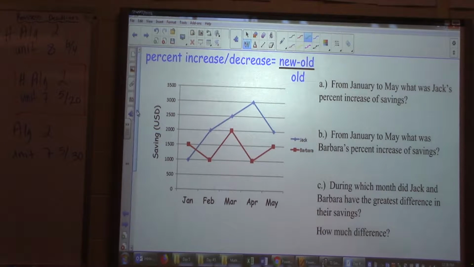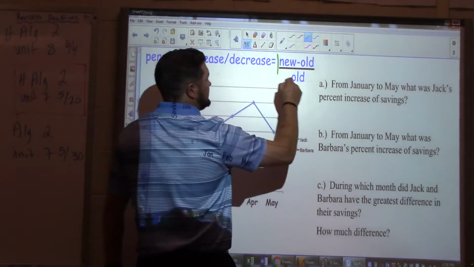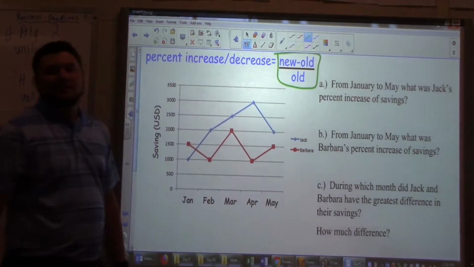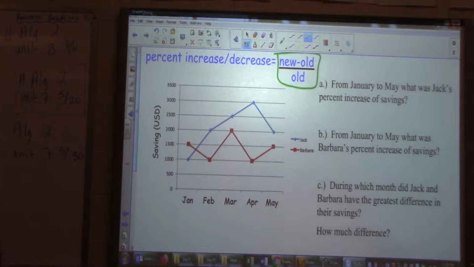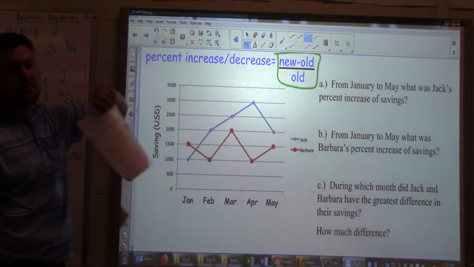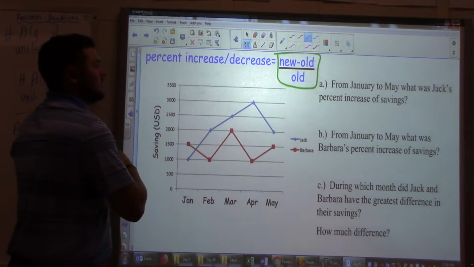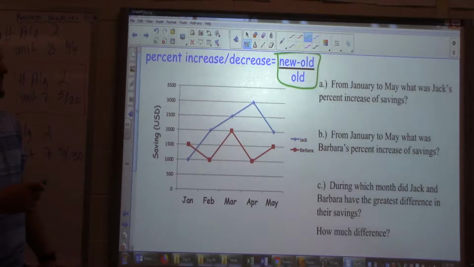Alright, so for the next problem, we're going to talk about percent increase and decrease. Our formula for that is new minus old over old. I'm not sure if that's something we need to know for the test. I have to look. But that is our formula for percent increase and decrease. It would be the new number minus the old number divided by the old number. So, from January to May, what was Jack's percent increase of savings?